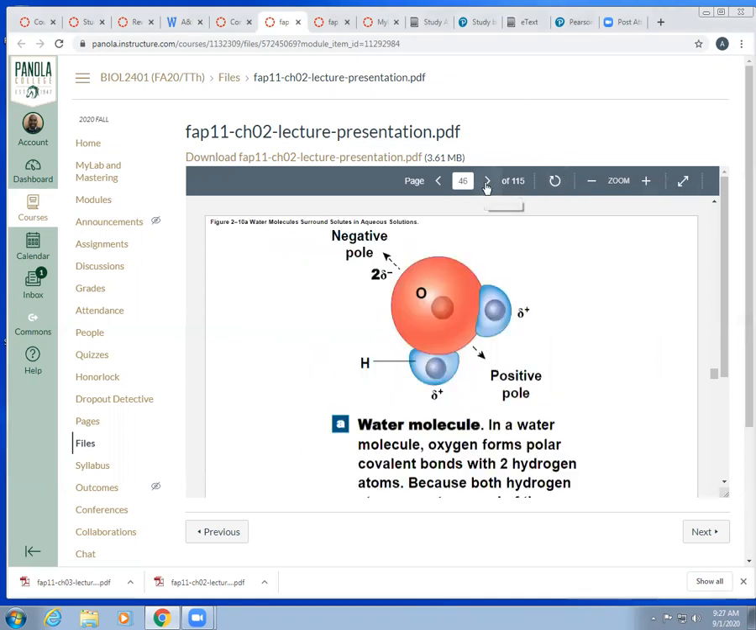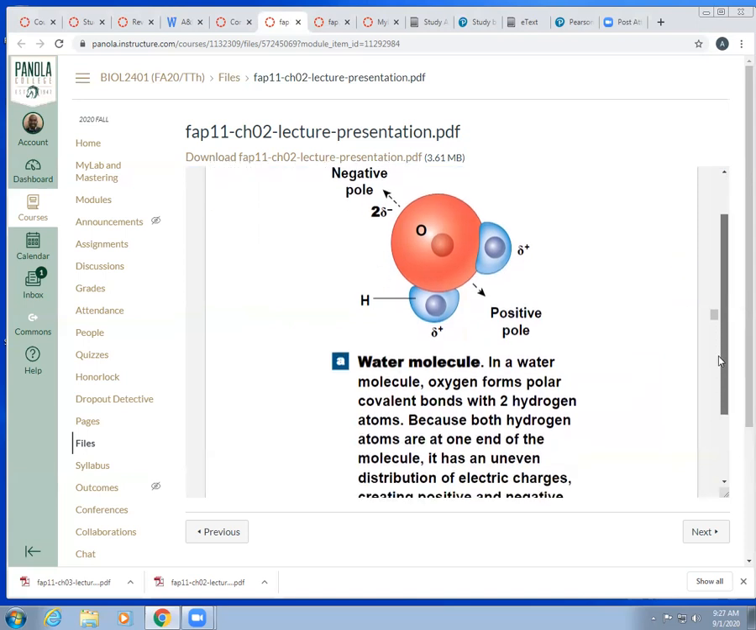They keep them in solution. Again, this is water being polar because of the negative pull of the electrons in the oxygen. You have a negative pole. Hydrogen doesn't pull as strongly on the electrons in the covalent bonds, so it's slightly positive.